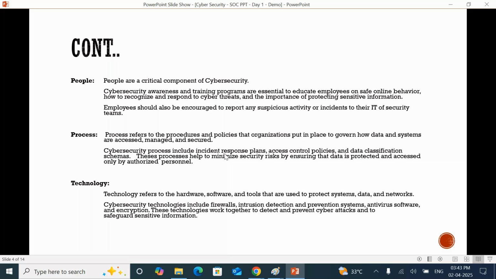Technology refers to the hardware, software, and tools used to protect systems, data, and networks. Cybersecurity technologies include firewalls, IPS, IDS devices like intrusion detection and prevention systems, antivirus software, and encryption systems. These technologies work together to detect and prevent cyber attacks and to safeguard sensitive information from unauthorized access. This is about technology.